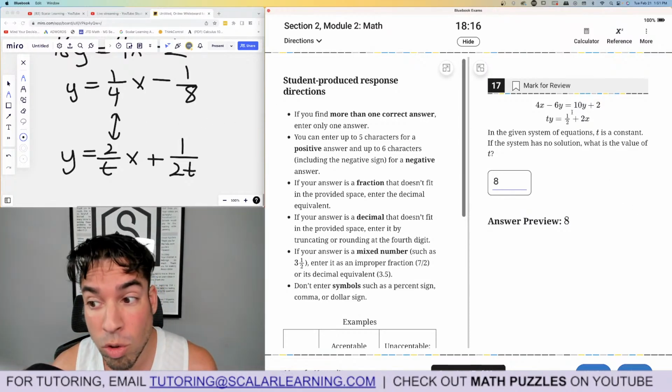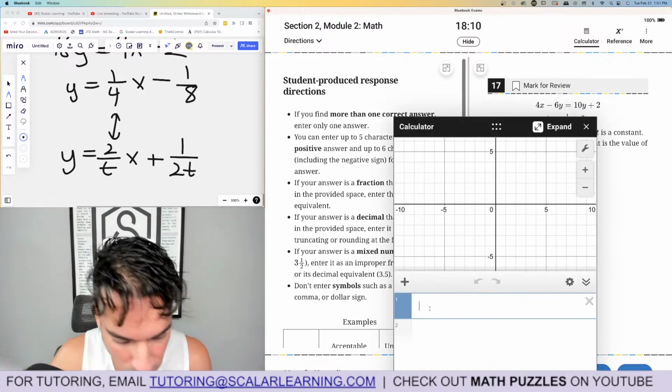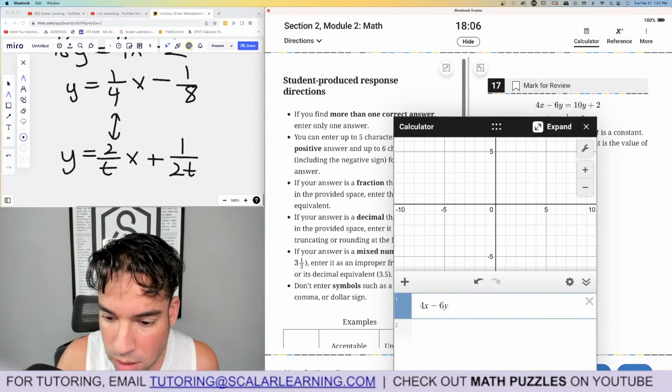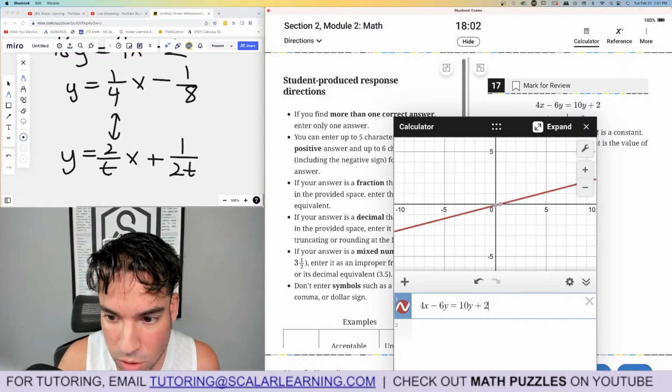And again, you can literally, in the Desmos calculator, let me show you this really quickly. 4x minus 6y equals 10y plus 2. This is the best thing about this versus the TI-84 or any of those. You actually don't even have to isolate. Watch this. 10y plus 2, right?